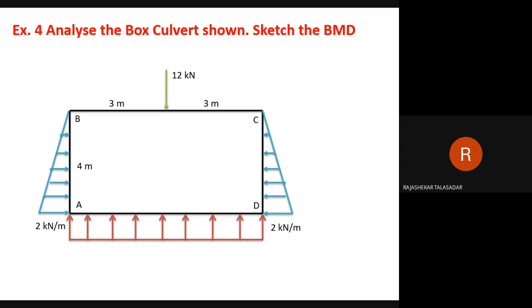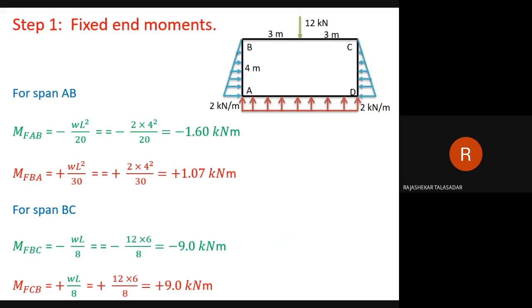Now, is this symmetric or unsymmetric? Is this box culvert symmetric or unsymmetric? Symmetric, sir. Symmetric, fine, very good. The axis of symmetry comes along this 12 kilonewton, because 12 kilonewton is acting at the center. Okay. Let's look at it first.